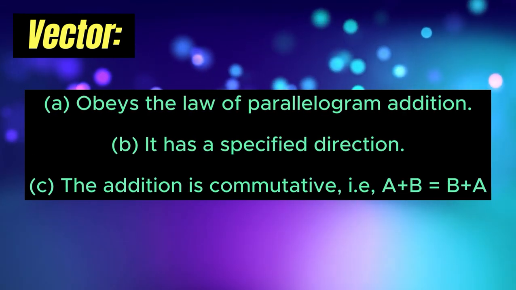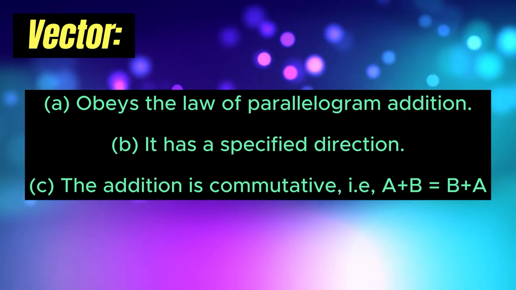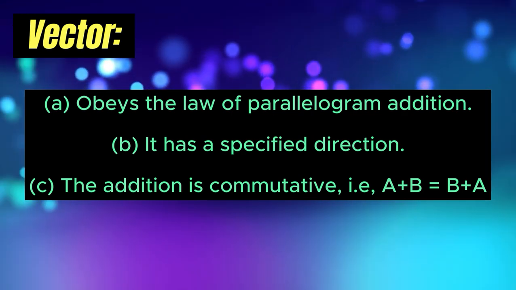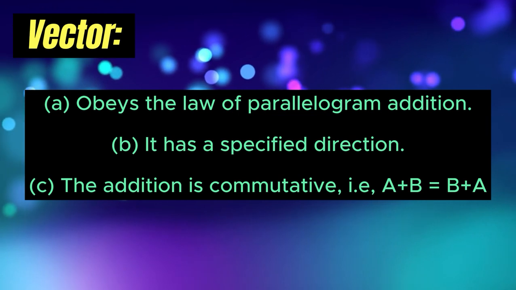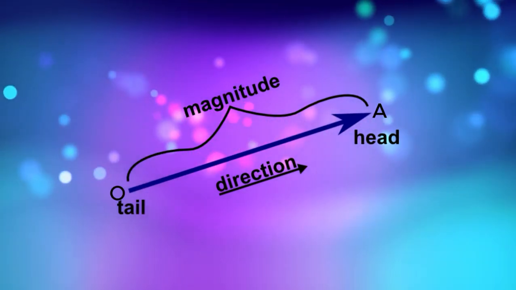A. Obeys the law of parallelogram addition. B. It has a specified direction. C. The addition is commutative: A + B = B + A. Representation of a vector: a vector is represented by a line with an arrowhead.